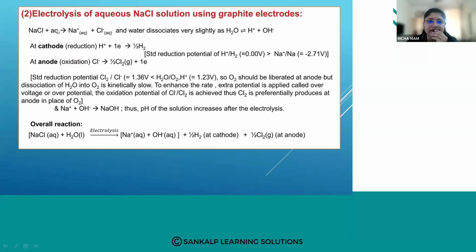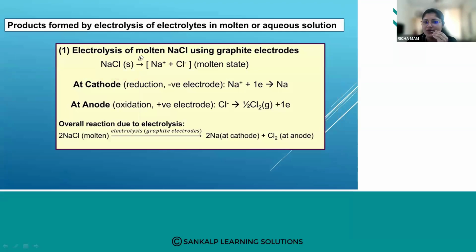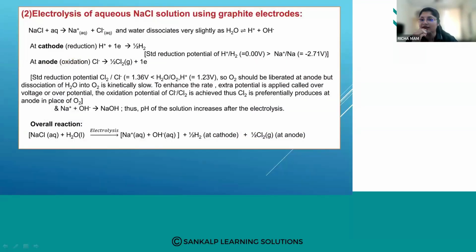See here, in the previous electrolysis method, you had molten NaCl. What do you mean by molten? Molten means you take the NaCl and heat it, and after heating it is converted into a liquid state. But here we are directly taking aqueous NaCl, which means it is dissolved in water, and when you add this NaCl in water, it will dissociate.